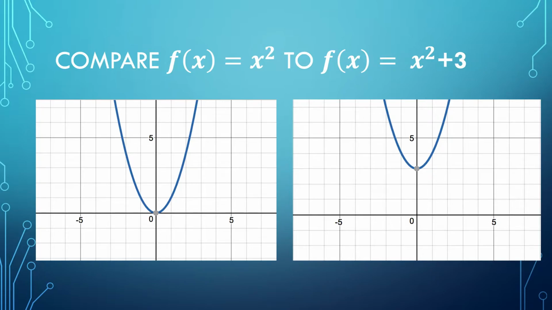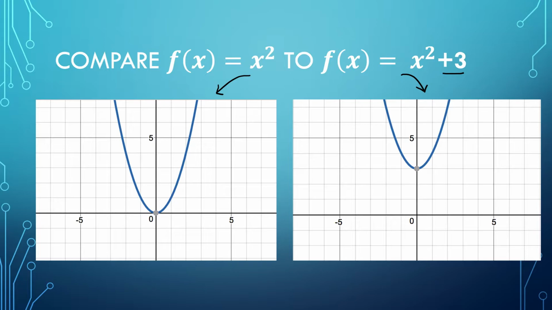So let's begin with the function f of x is equal to x squared, and then also the function f of x is equal to x squared plus 3. And so we want to compare these two functions and their graphs. So f of x is equal to x squared is going to be this one, and f of x is equal to x squared plus 3 is going to be this one. And the only difference in the two equations is that in the second equation, I added plus 3 to the end of the function. And look at what happens.